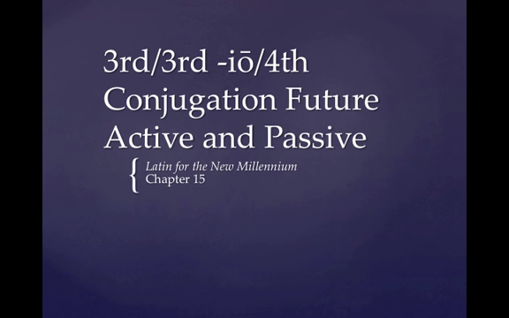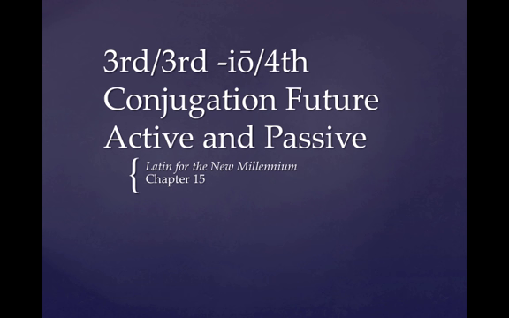Today's video is the first video in chapter 15 in Latin for the New Millennium, and you're going to learn how to form the future active and passive for the third, third io, and fourth conjugation verbs. Now, you've already learned in chapter 14 how to form the future for first and second, but third, third io, and fourth are going to form that future in a completely different way. So it is important that you take careful notes, that you listen to what I'm saying, that you write down what's printed, and that you also write out the charts.